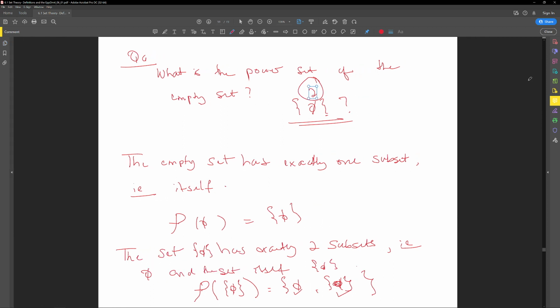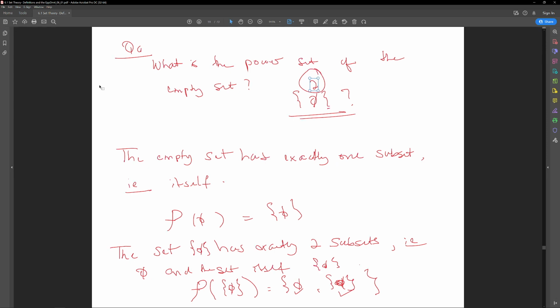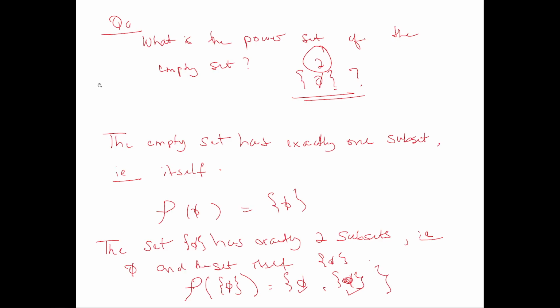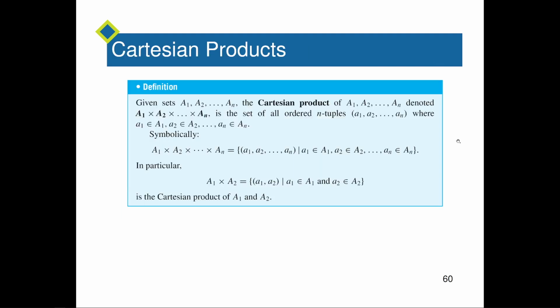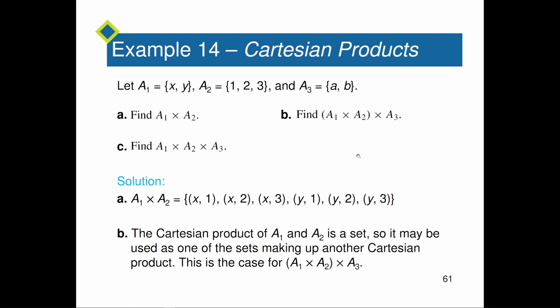Okay, so now that we have that, let's go back to where we left off. And we have reached the Cartesian product here. Given some sets A1 to An, the Cartesian product of A1 to An is denoted by A1 multiplied by A2 multiplied by all the way down to An, and is the set of all n-tuples from A1 to An, where a1 is inside this set and a2 is inside this set, etc. Symbolically, we write it as this here.